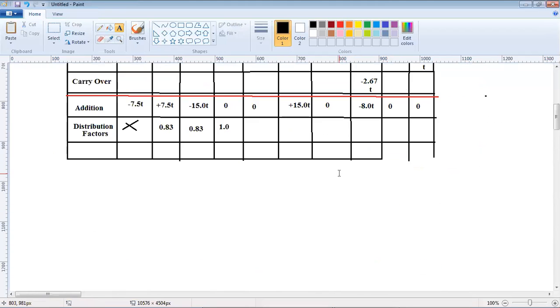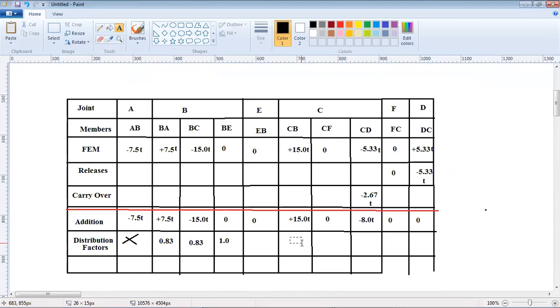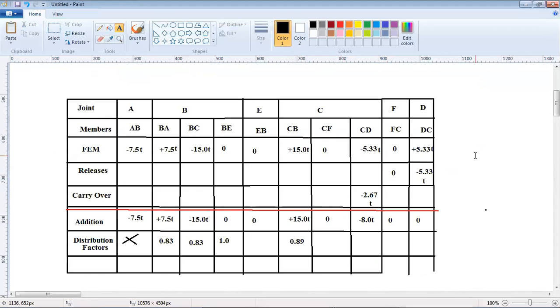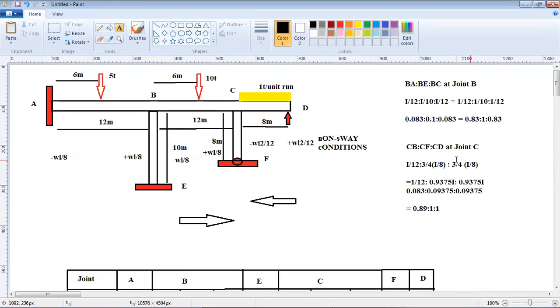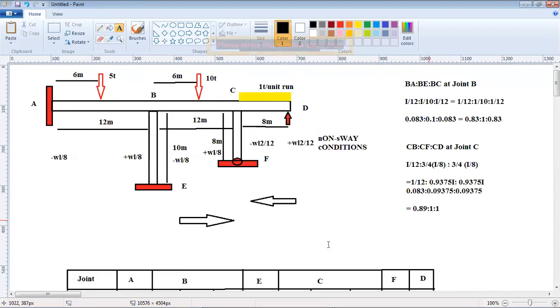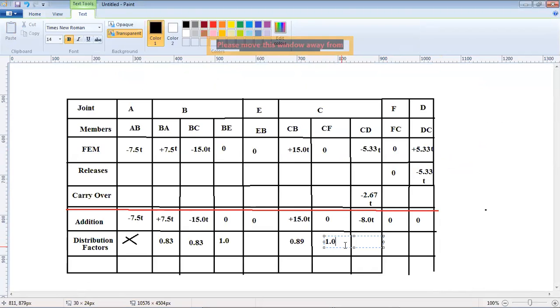For CB, it's 0.89. For CF, it's 1. And for CD, it's 1.